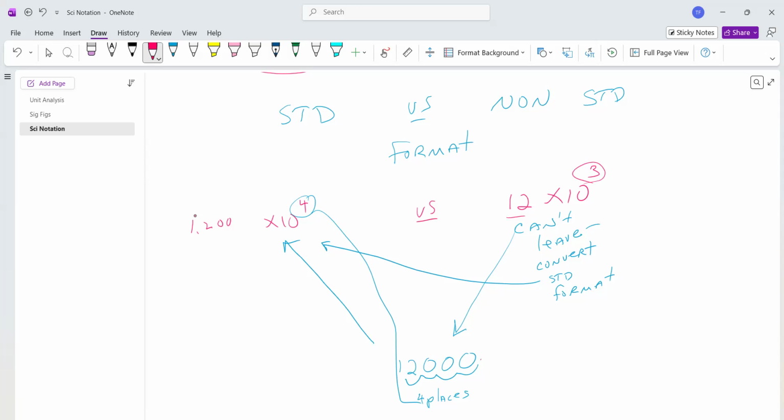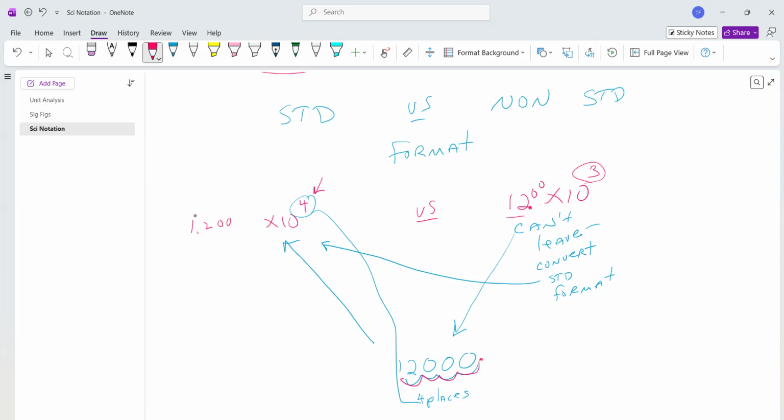Now, this is where the decimal point lies. So to convert this to a number from 1 to 9, 1.200, we're going to move this decimal over 1, 2, 3, 4. And that's where this 4 comes in. So these two numbers, let me make the zeros in here. These two numbers are equivalent now, but one is in standard notation, the other is in non-standard notation.